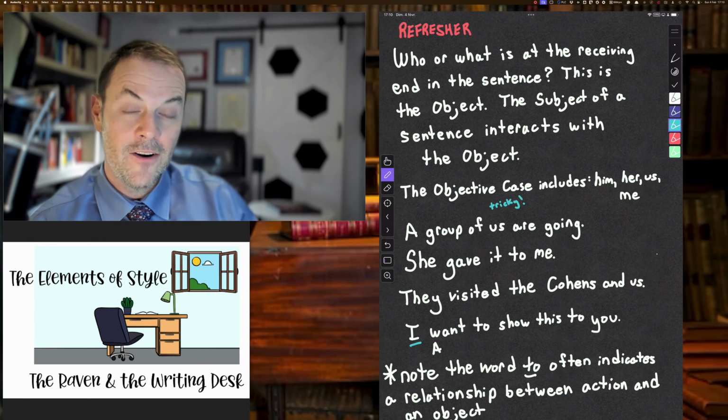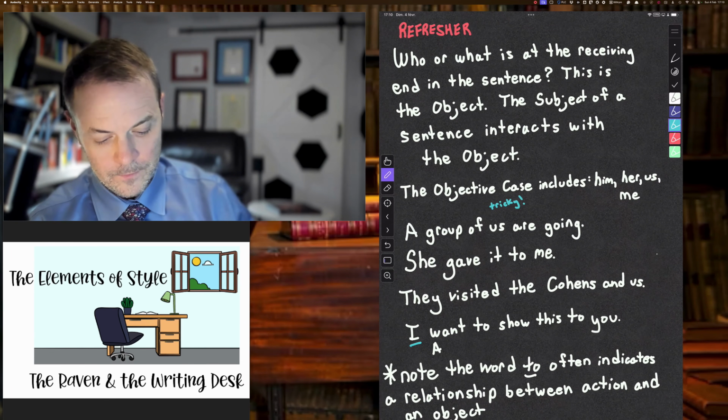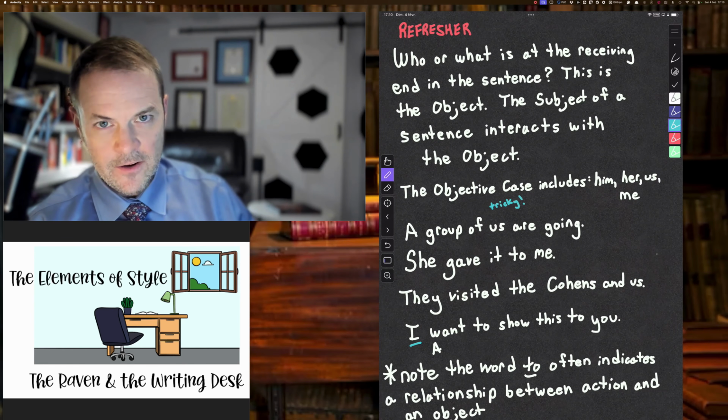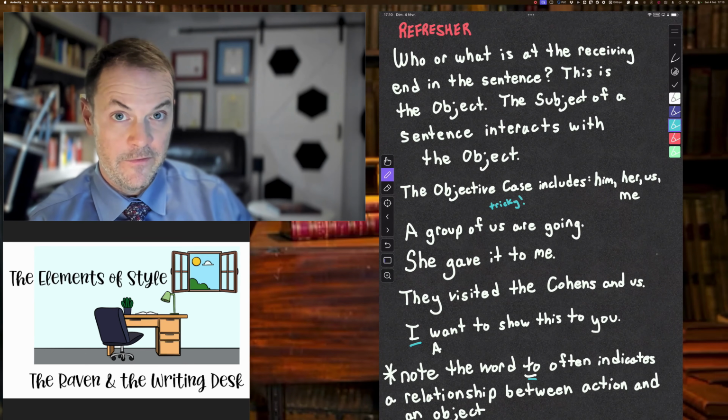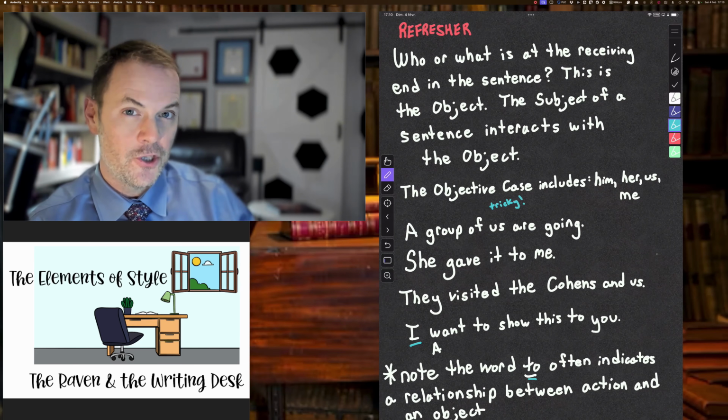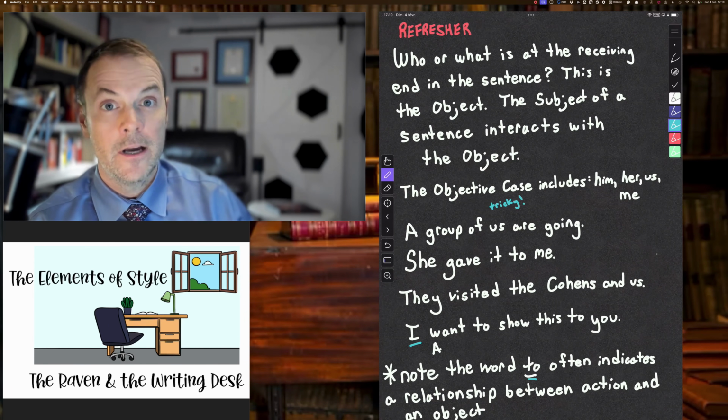But if I'm comparing anything I have to another person, I'm going to use I, because subjective case versus objective case. Now, if you need another hint, when you see the word to in a sentence, it might be referring to the infinitive of a verb, but quite often it's indicating something receiving action. And so the words that are coming after to are more likely to be an objective case.